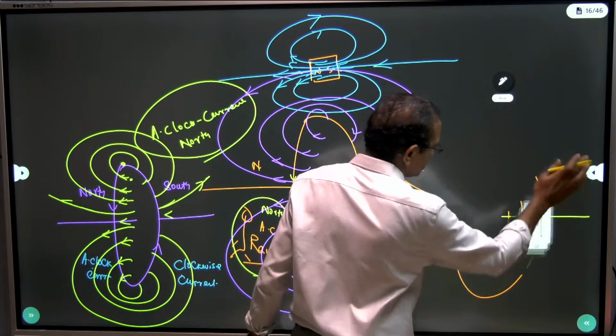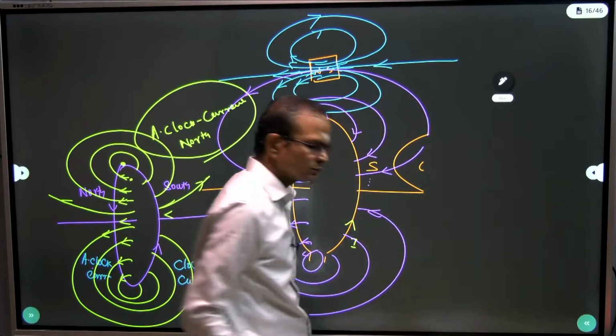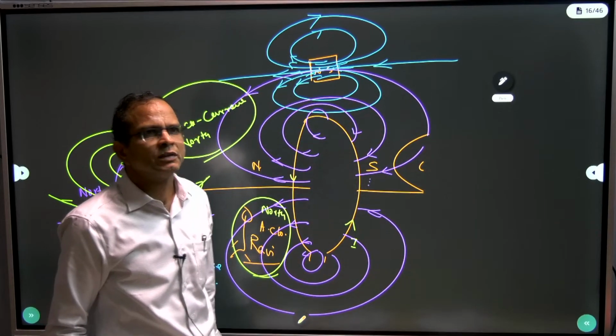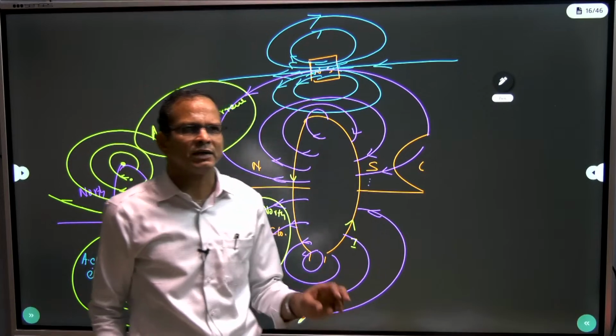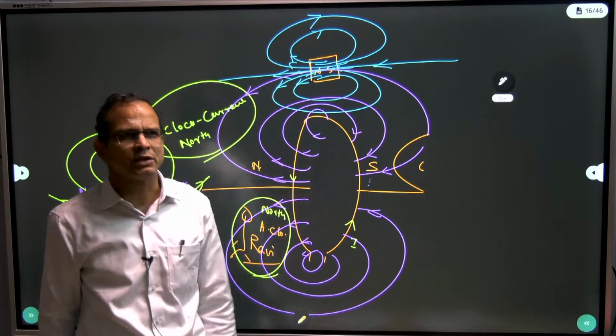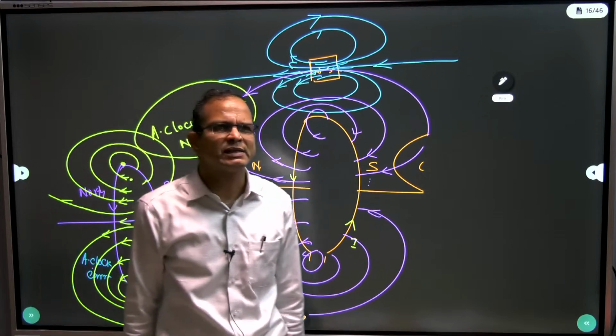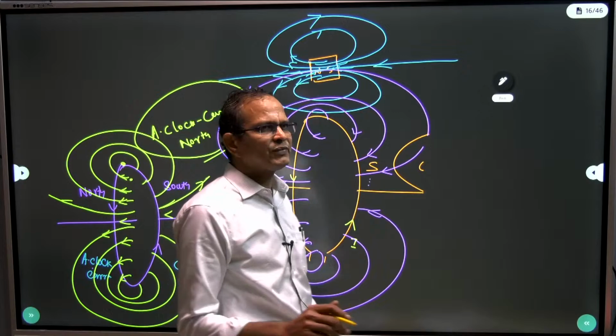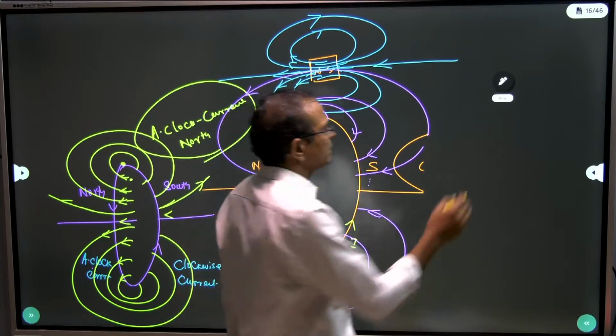You want more? Can you tell the factors affecting the magnetic field? Factors affecting the magnetic field for a straight conductor. Super. And for a circular loop, what may be the reasons for factors affecting the magnetic field? Tell me, come on.